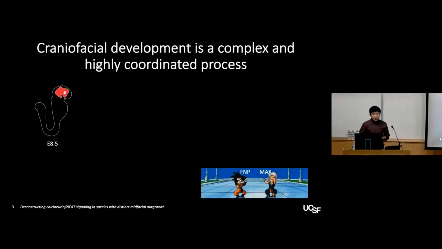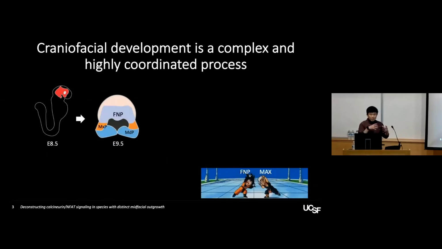And what I'm showing you here is the developmental timeline in the mouse that requires incoming progenitor cells called neural crest, which are highlighted here in red. And they have to migrate into the developing face and give rise to these large structures called prominences. And here I've pointed out them, such as the frontal nasal prominences, the maxilla, and the mandible.